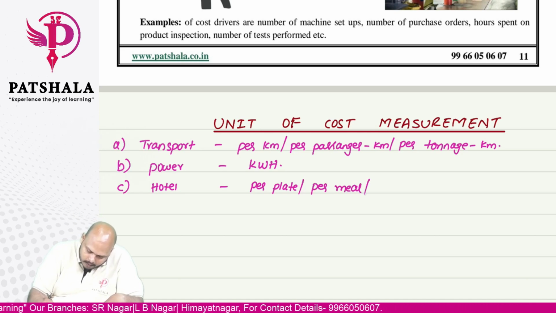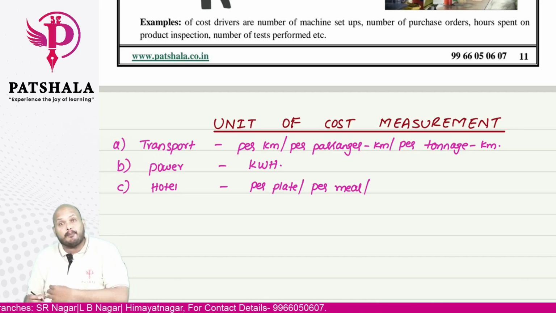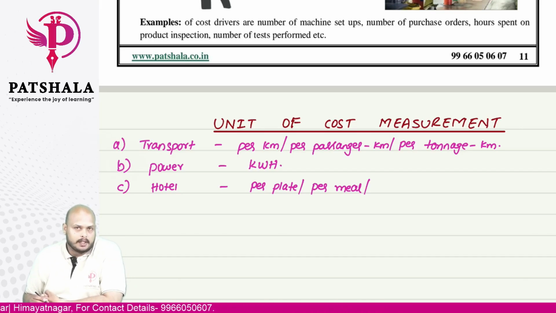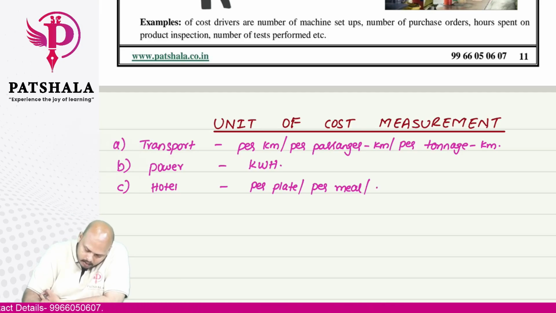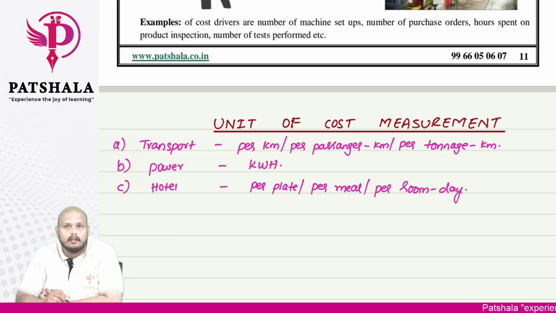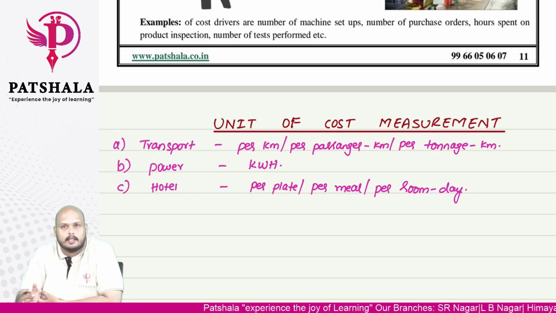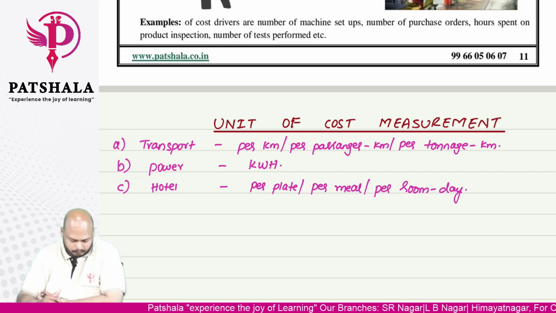If you are going for staying purposes in hotels, 2-star, 3-star, 5-star or 7-star hotel, they will charge per room day. So what is this room day? If you are going to stay in one single room for 1 day, what is the charge they are going to collect from you? That is called per room day.